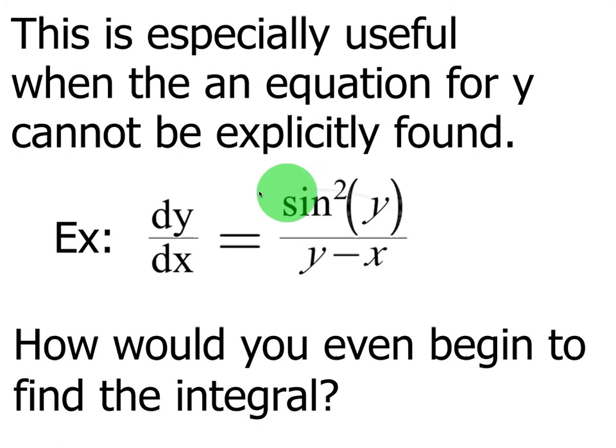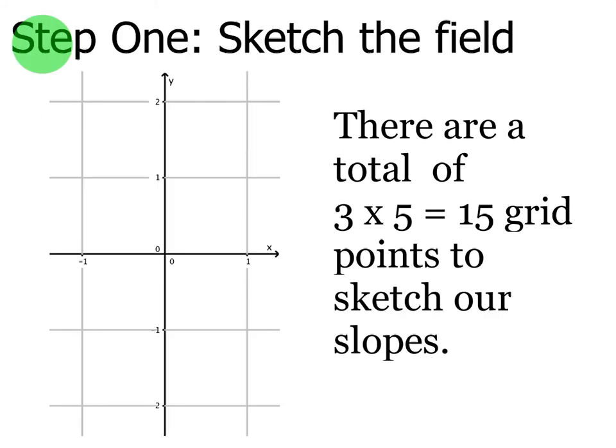So for this particular differential equation, dy dx equals sine squared of y over y minus x. As far as I know, there's no way to integrate this and get y by itself. So the best we can do is a slope field, which will give us a snapshot of the possibilities of what the graph of y could look like. So how would you even begin to find this interval? Well, again, not really possible from what I can tell. Slope field gives you your best idea.